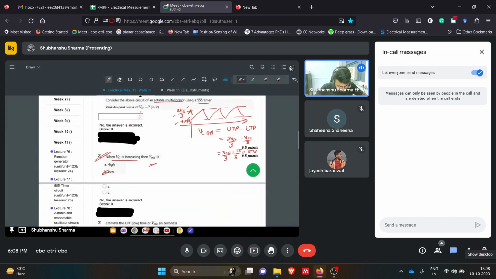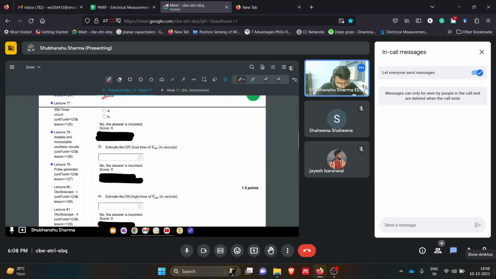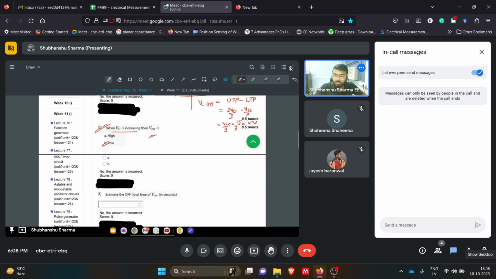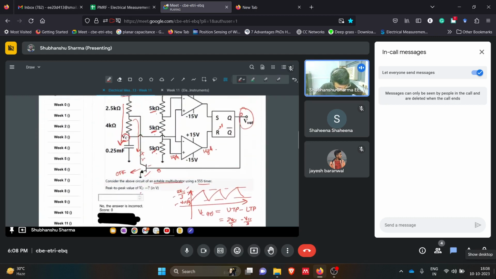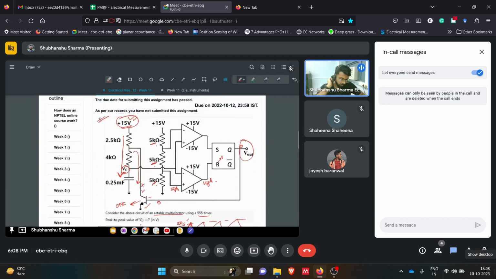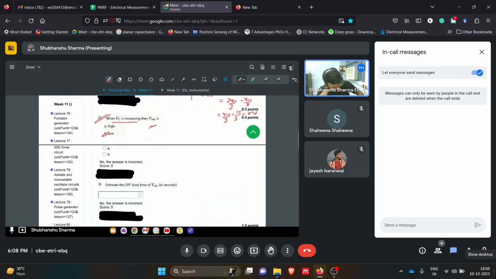Then moving to the next question, estimate the off time of V out. You know that formula that T off, which was derived in the sessions, is C ln 2 into (RA plus RB), I think. Yes. So this is the T off time, straightforward.